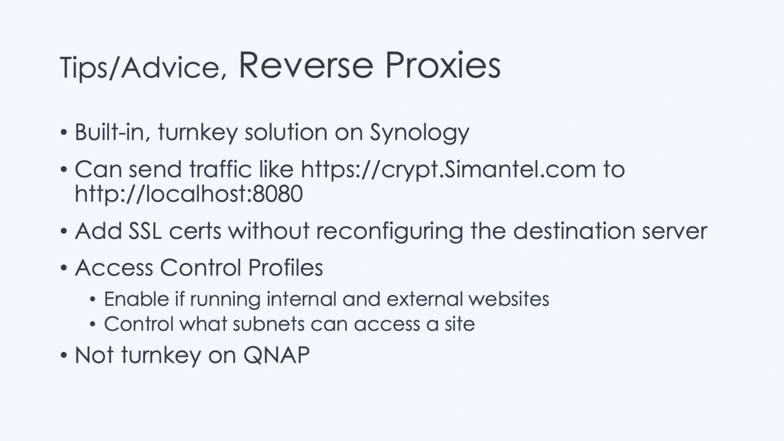If you're running internal and external applications on your Synology, you should enable access control profiles. This will allow you to say, my local subnet can reach Crypt Server, but we need the wiki externally, so anyone outside on the web can access that wiki. It's a good security measure to enable that. And on QNAP, it's not turnkey, but you can use something like an Nginx reverse proxy to do it. It's just not as simple.